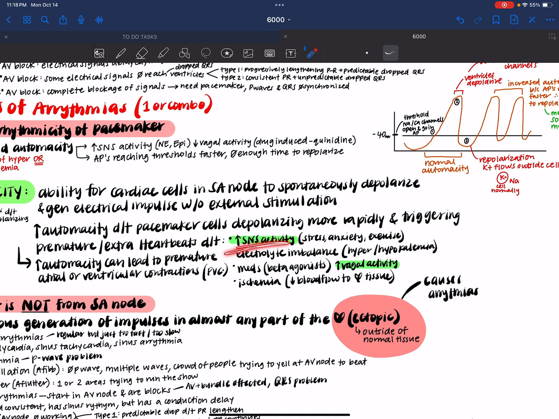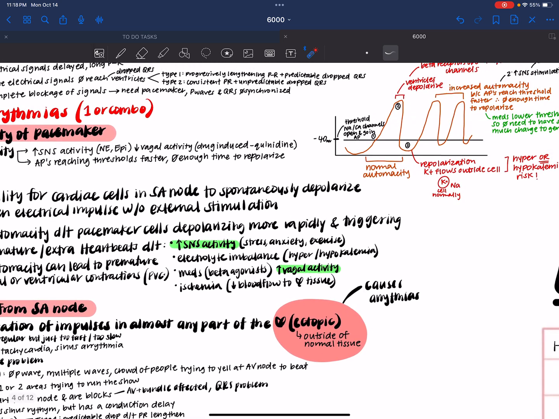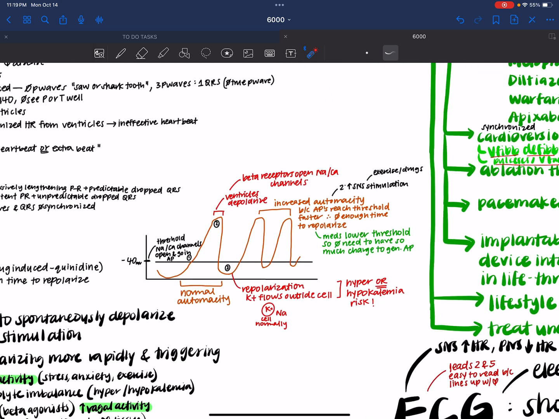Causes include increased SNS activity, so stress, anxiety, and exercise can cause it. You can have increased automaticity or arrhythmia, or you'll feel chest pain after exercise. Other causes are electrolyte imbalances, like hypokalemia, and meds like beta agonists, which increase SNS activity. Increased vagal activity and ischemia, which lowers blood flow to the heart tissue, can also cause it. And you also see it here as well.